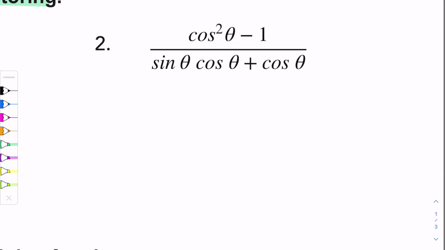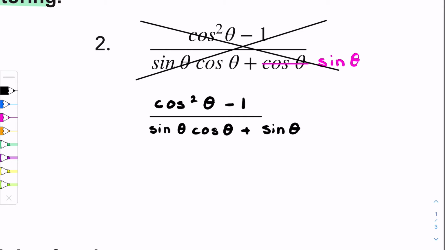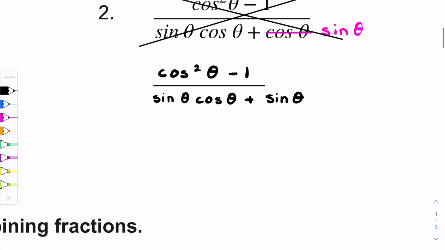Before I start number 2, I actually made a typo. It should be the denominator of sine theta times cosine theta plus sine of theta. I'm going to rewrite the whole problem so we can look at this as one whole piece. Our numerator is cosine of theta squared minus 1 divided by the new denominator, or the corrected denominator, of sine theta times cosine theta plus sine theta. All right, and follow along as I go through this.